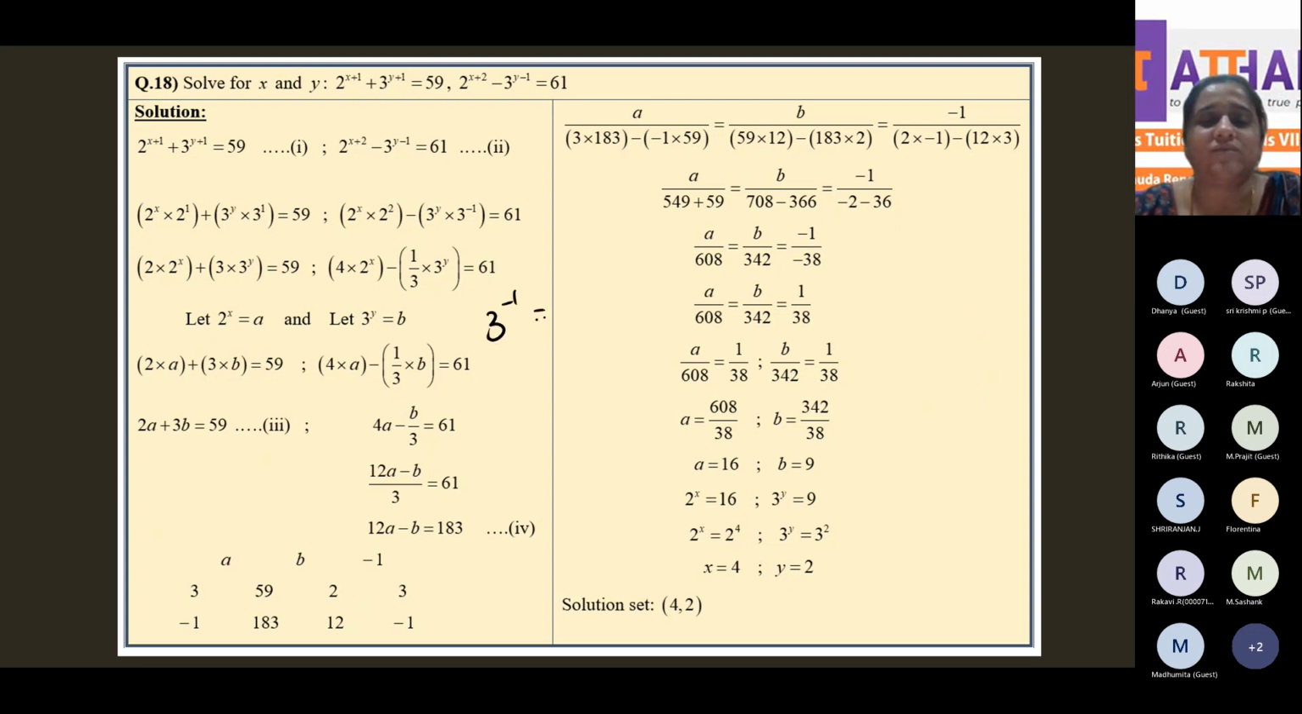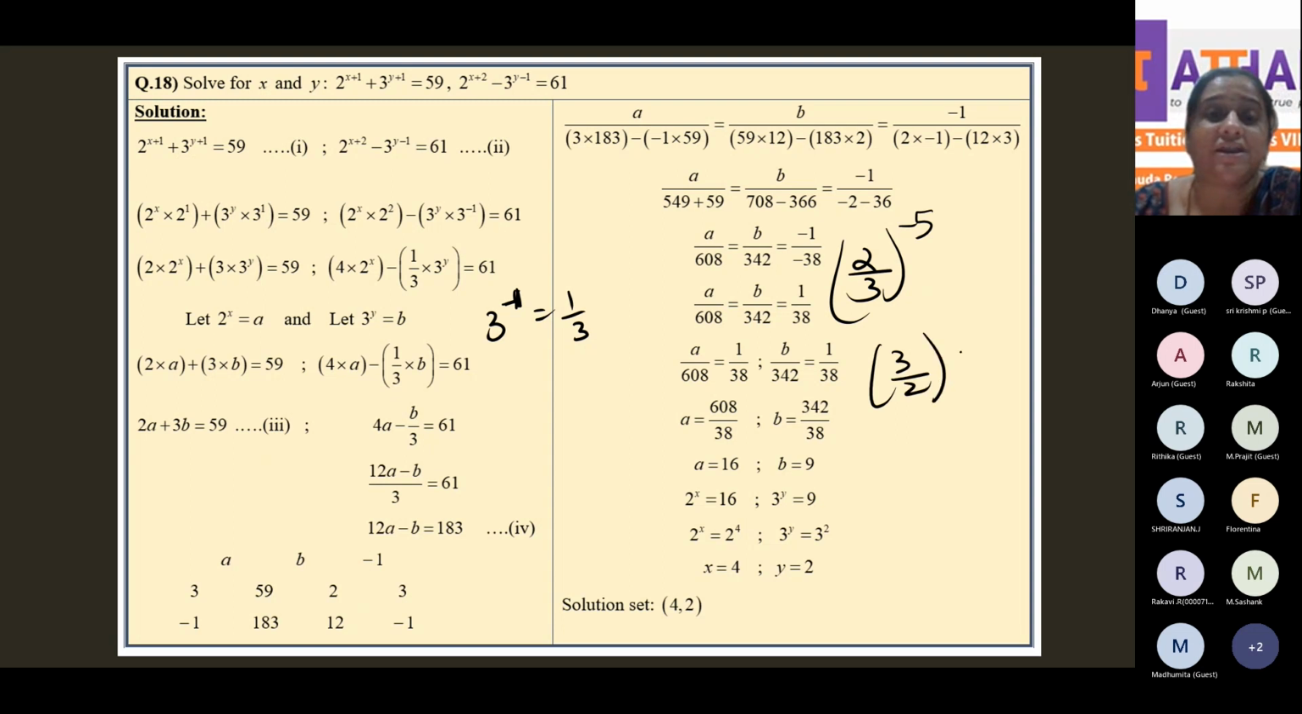3 to the power minus 1 is 1 by 3 because in exponents, what we do is take the reciprocal of the base. If you want to make this power minus 1 as plus 1, I'll tell you like this. Now see here, supposing you have 2 by 3 to the power minus 5. If you want to write the power as plus 5, take the reciprocal of the base and write the negative of the power. These two are equal.